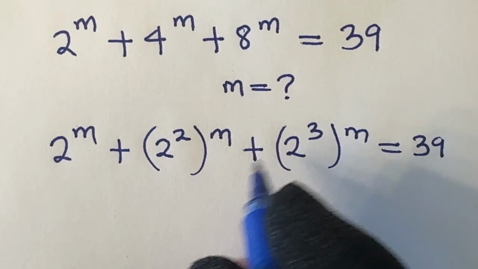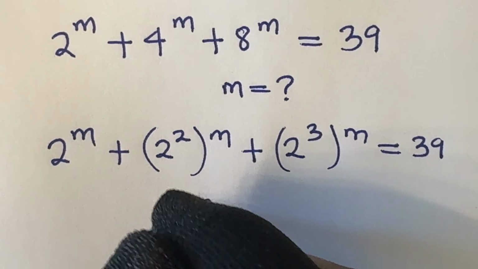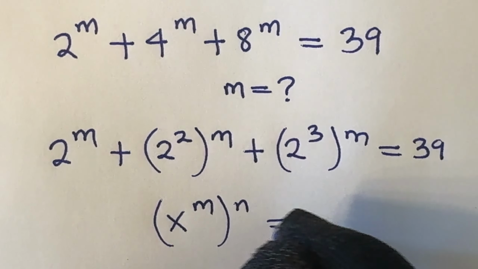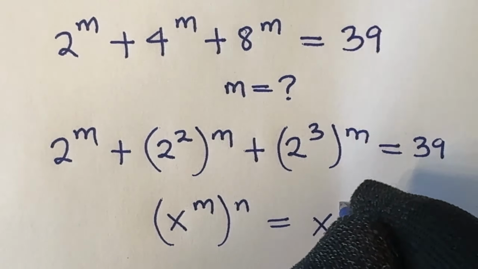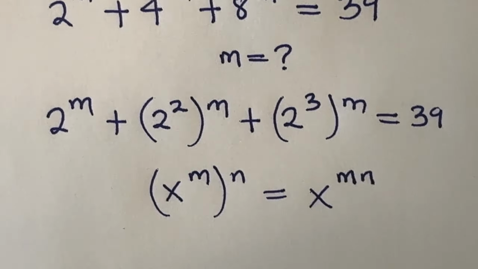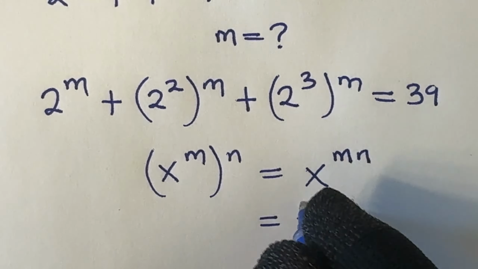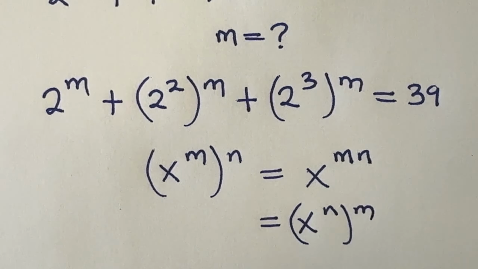I'll open up this bracket using this law of indices. x raised to power m raised to power n is equal to x raised to power m times n. Also, this is equal to x raised to power n raised to power m.